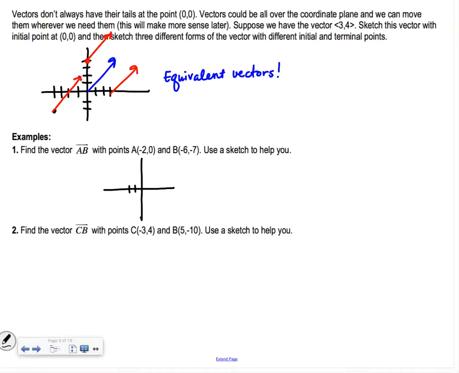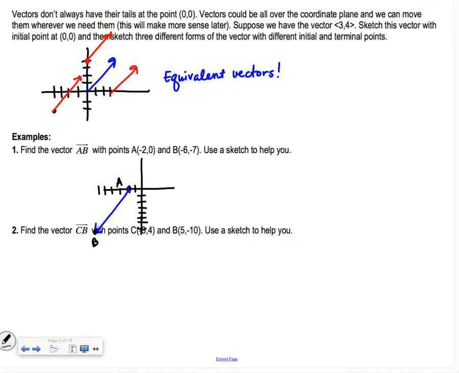So if I have -2, 0, here's where A is. That's its initial point. And then I have -6, -7. 3, 4, 5, 6. I didn't plan ahead on this, did I? So I get that. Should really connect with that point. Okay, that's my vector. Wait, so where would you label the B point? B is at -6, -7. B is right here. Oh, okay. Yes, sir. So go over to -6 and down to -7.